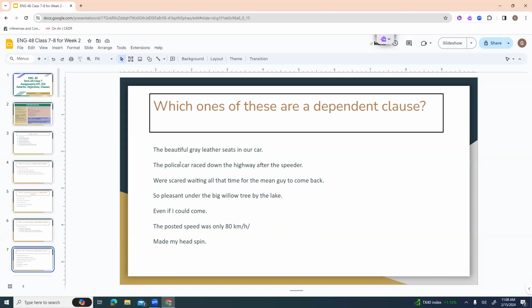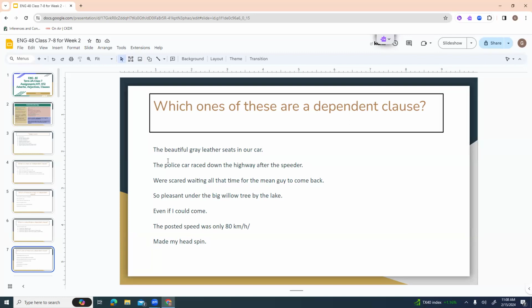Even if I could come. Is this a dependent clause? Is there a subject? I. Is there a verb? Could come. Sure. Is it a dependent clause? Yes. The even if implies something more, like, even if I could come, I don't have the money to be able to go to the movies or whatever.